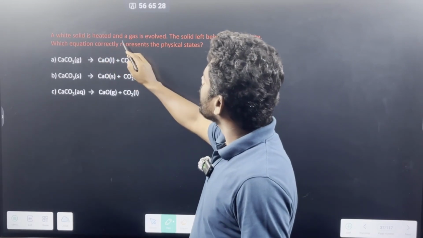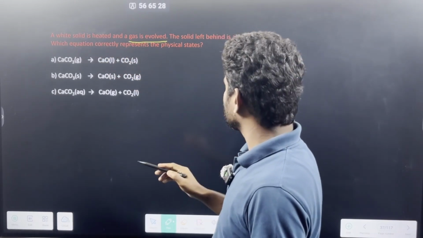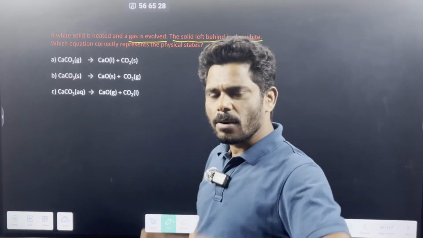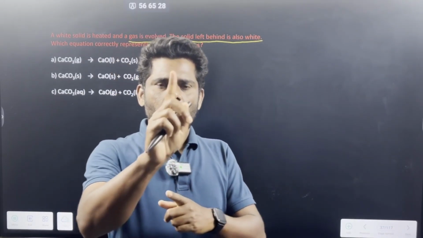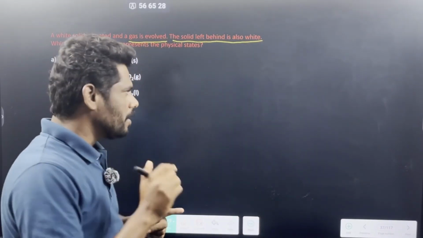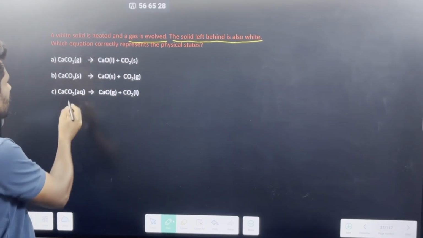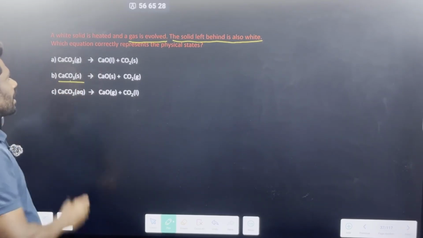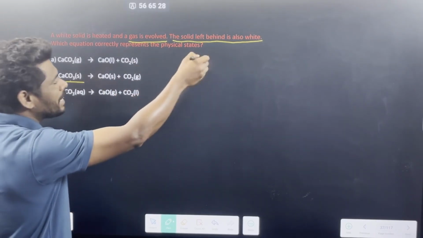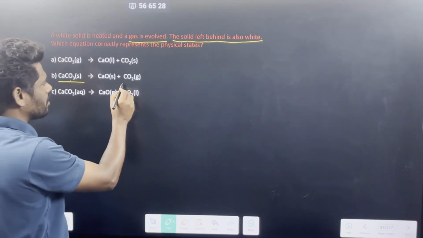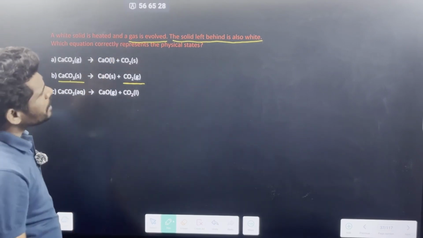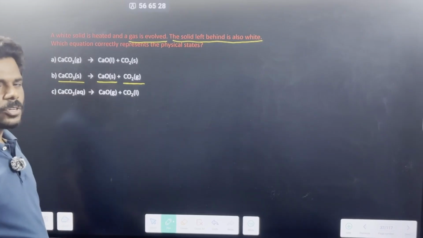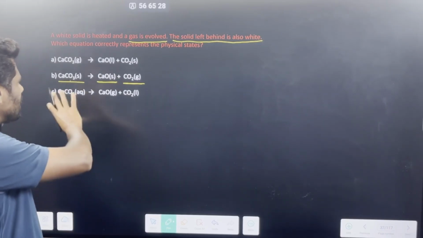already a white solid is heated and a gas is evolved. The solid left behind is also white. In the question itself, he is addressing a white solid, that is, the reactant is a solid. So check for the options. S indicates solid here, so this is the correct option. And automatically a white solid remains even after the evolution of gas. Definitely the gas which is evolved might be carbon dioxide, and the white solid left is the calcium oxide, quicklime, right? So this is the correct option.